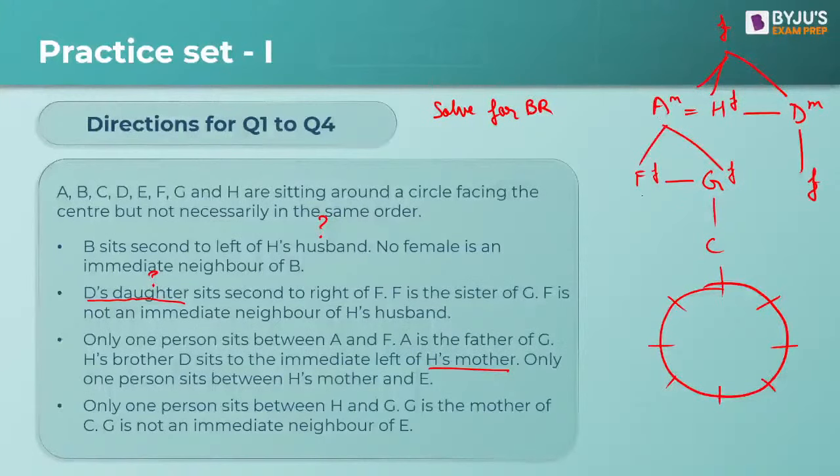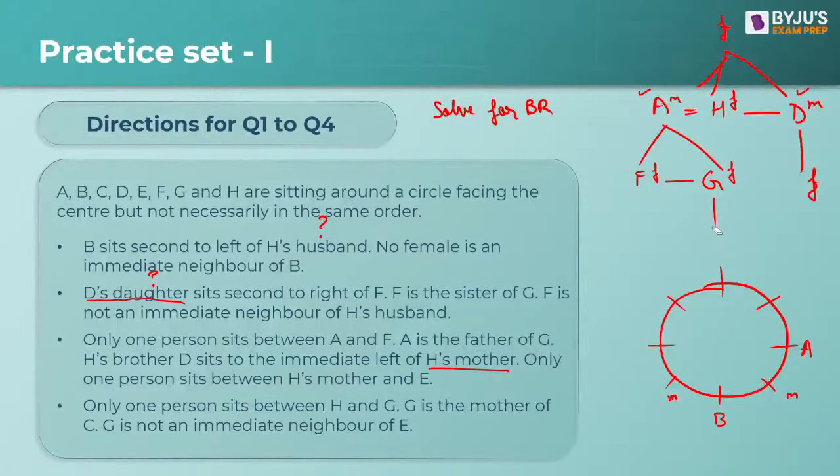And it says that B sits second to the left of H's husband. So H's husband is A. So B is second to the left of A. Okay, so we place B, so A will be this side. Okay, no female is an immediate neighbor of B. So that means there have to be two male members here, one male member here, one male member here. Okay, now if these two are male members, we know that A is a male member, D is a male member, and so A cannot be this person. So this means that C will be a male member.